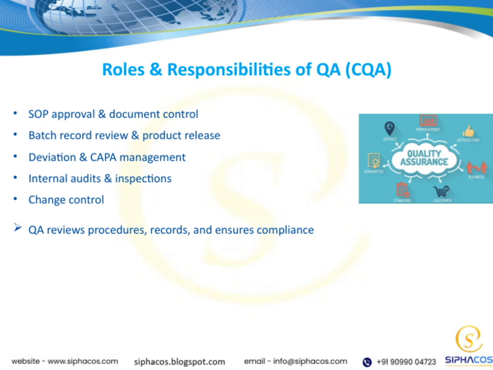Finally, change control is a key responsibility. Any changes to processes, equipment, or procedures are carefully evaluated, documented, and controlled to prevent unintended impacts on product quality. Overall, QA reviews procedures, records, and ensures compliance across the board, acting as a safeguard to uphold quality and regulatory standards throughout the entire operation.